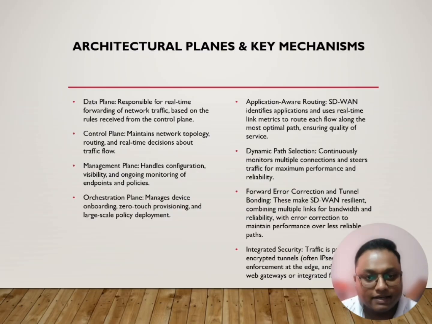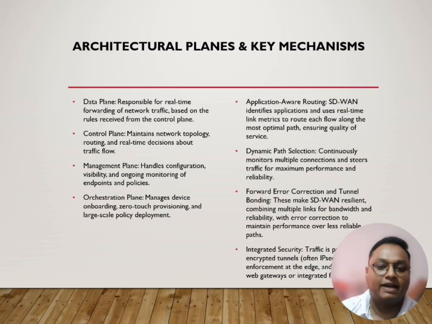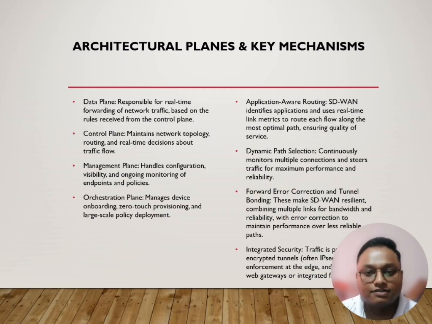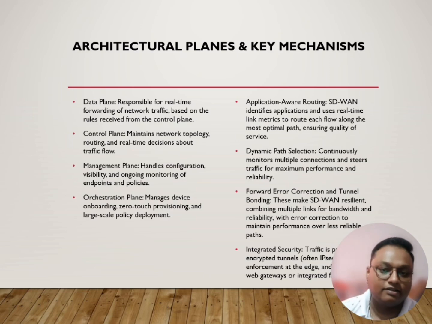Application-aware routing is one of the first things. SD-WAN identifies applications and uses real-time link metrics like latency, jitter, packet loss, etc., to route each flow along the most optimal path, ensuring quality of service. Then we have dynamic path selection. It continuously monitors multiple connections on which the SD-WAN has been configured. It could be MPLS, it could be broadband, anything, and it manages the traffic for maximum performance and reliability.